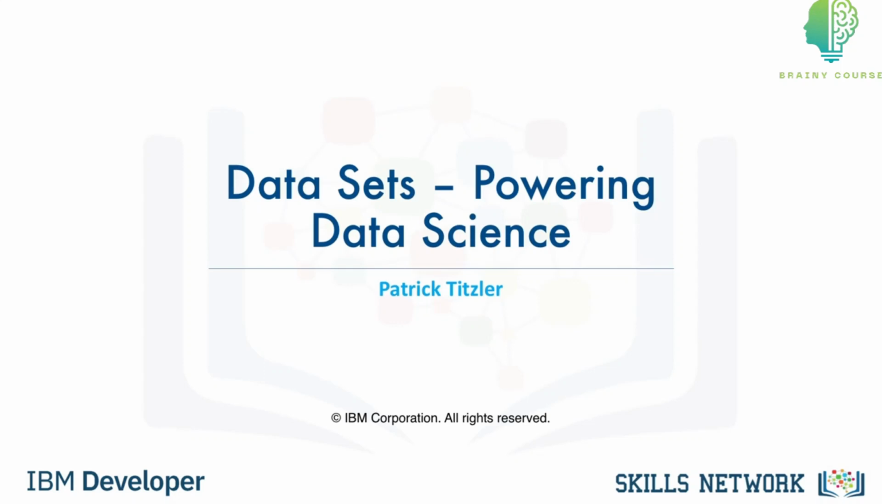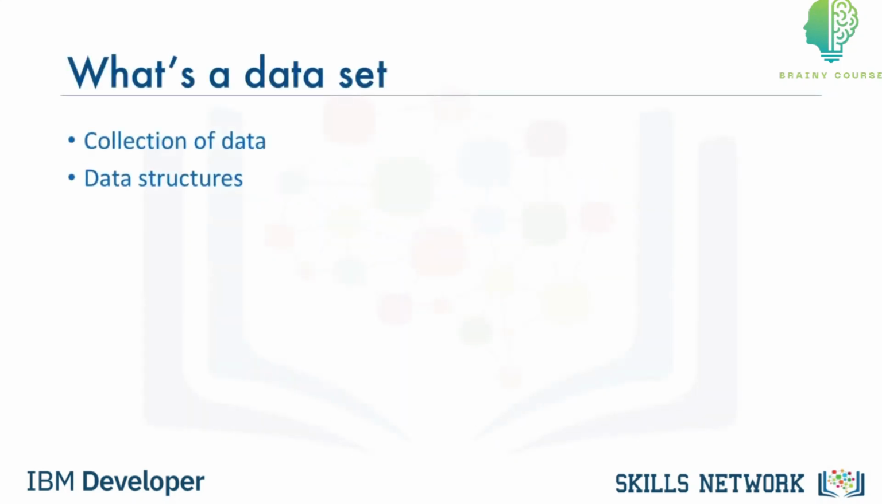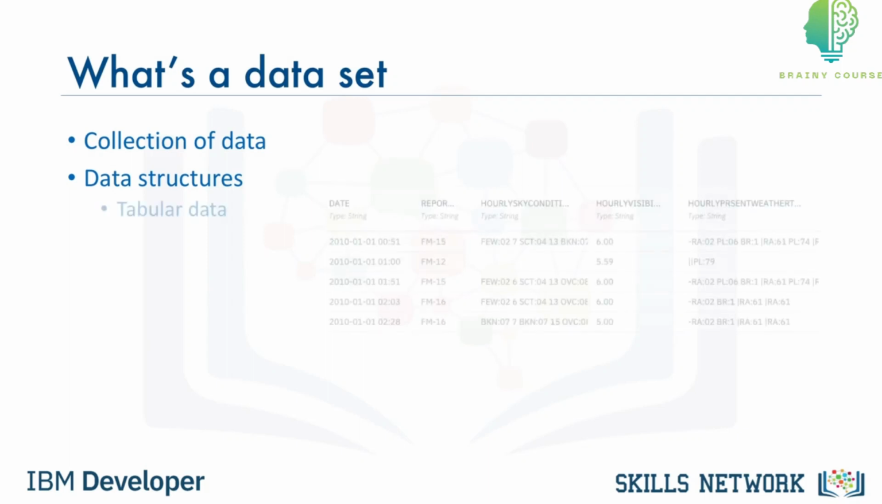In this video, we'll discuss datasets, what they are, why they are important in data science, and where to find them. Let's first loosely define what a dataset is. A dataset is a structured collection of data. Data embodies information that might be represented as text, numbers, or media such as images, audio, or video files.